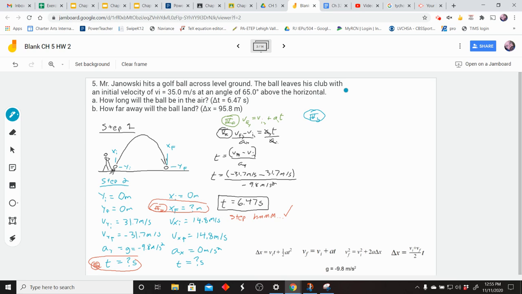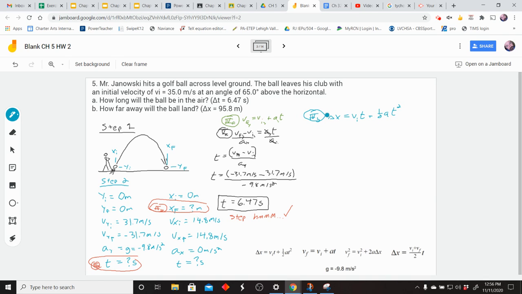Trust me on this one. Don't even think about it. The equation you want to pick at this point will be equation 1. Any other equation is only going to get you into trouble. So delta x is equal to v initial t plus 1/2 a t squared.